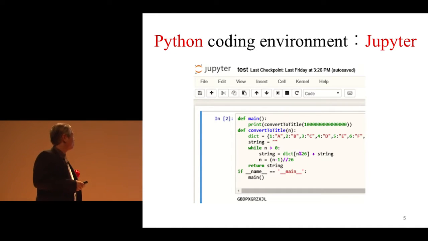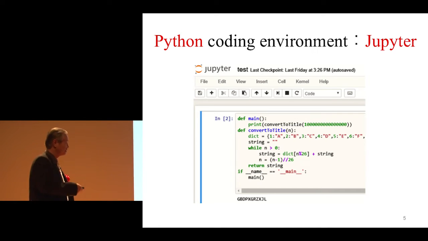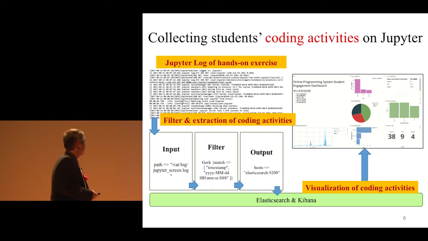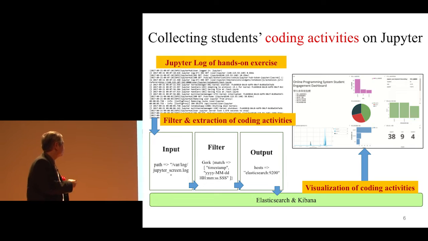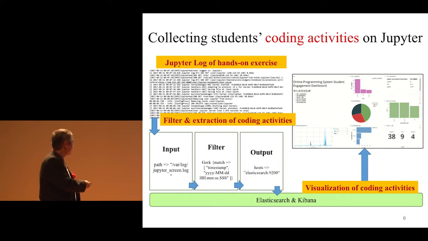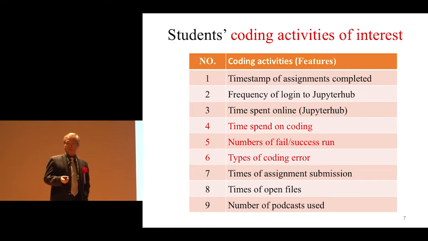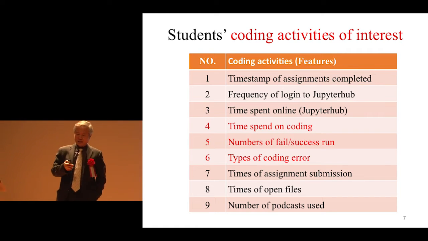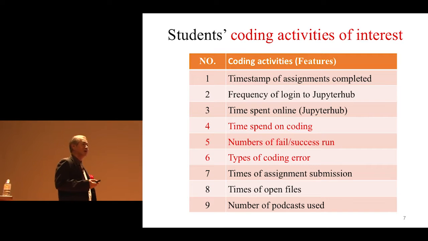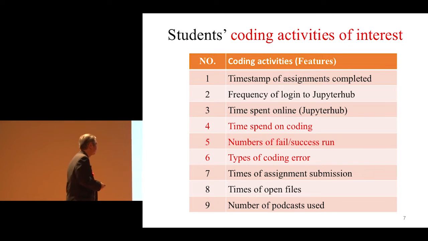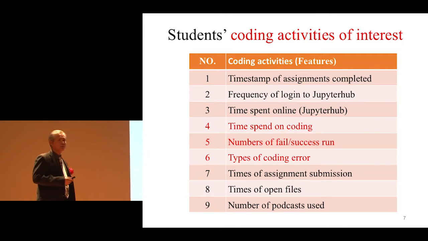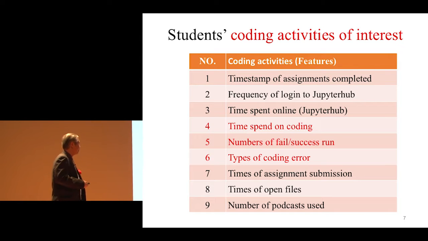This is the environment for our Python. We use Jupyter. This is the screen. And we do the collection through students' hands-on training exercises. So we collect the log, do the filtering and re-extraction, then put it in the visualization. Sometimes we have more than dozens of activities of interest. In our experiment, we just focus on 9 of them, for example, the time spent on coding, the number of failures, and types of error code.